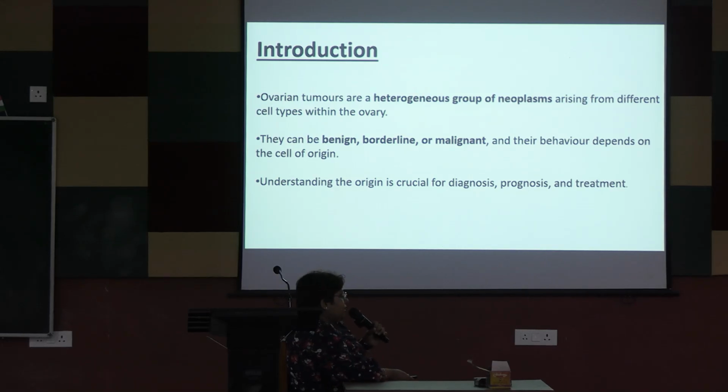So ovarian tumors are a heterogeneous group of neoplasms. They are not homogeneous, they are not arising from a single cell type. They arise from the different cell types in the ovary. So they are a heterogeneous group of neoplasms. They may be benign, borderline or malignant, and understanding the benign, borderline or malignant status of the tumor influences the treatment of the tumor a lot.